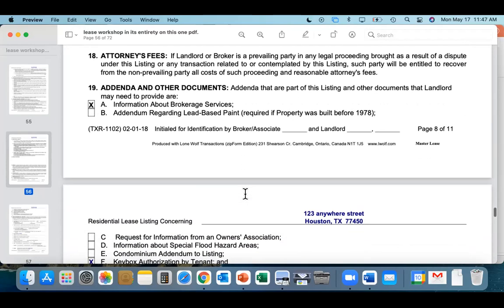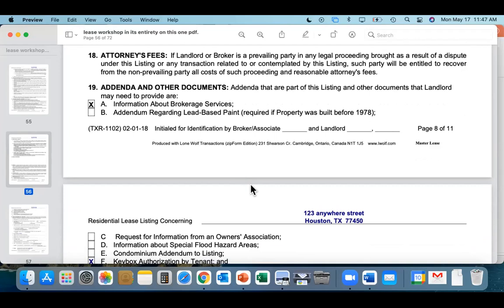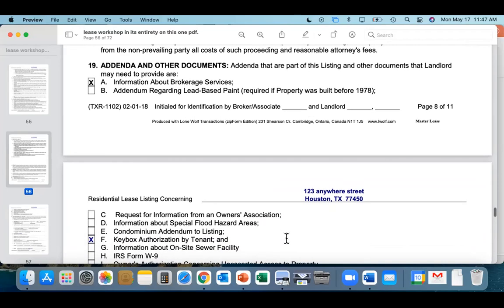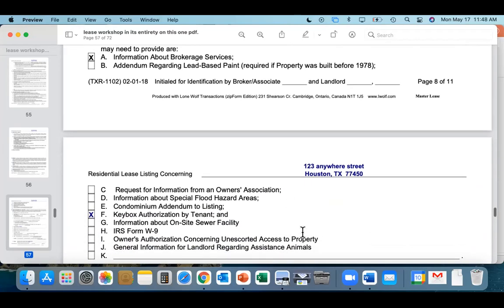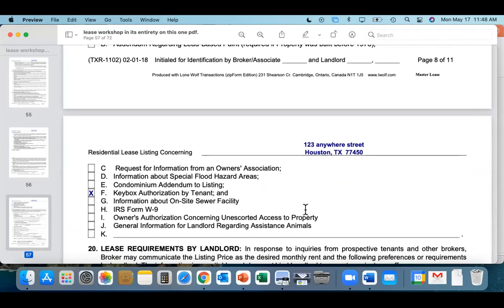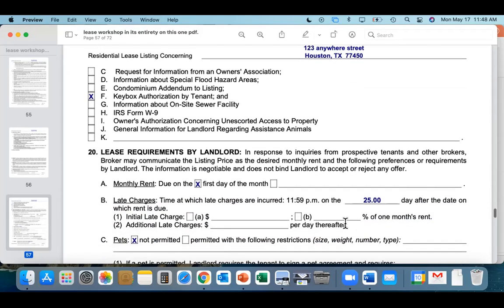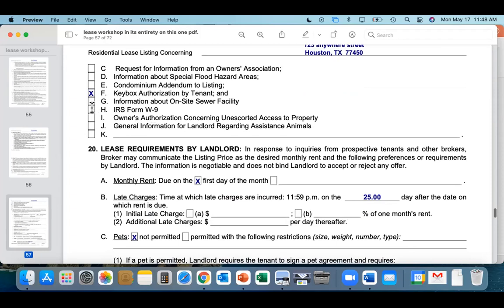Let's see. Addenda and documents that go along with the residential lease listing would be the IABS, of course. Lead-based paint if it's appropriate. The key box authorization by tenant. The W-9 should be marked there.